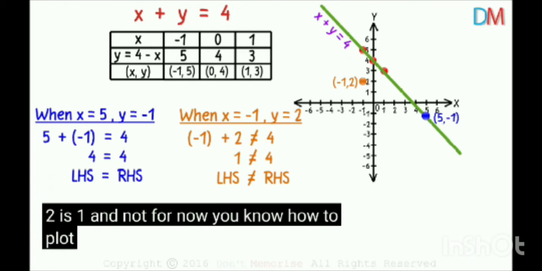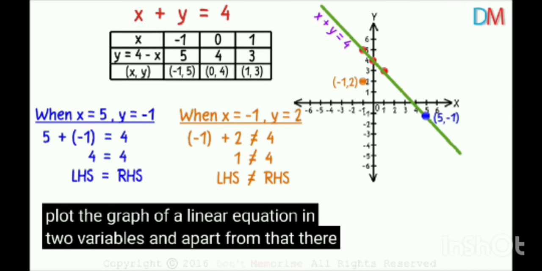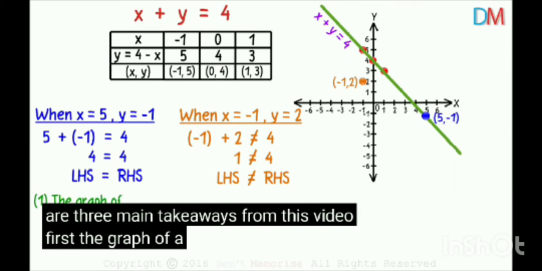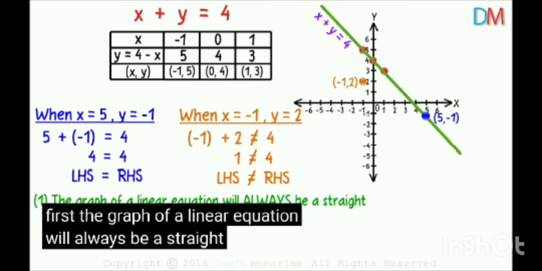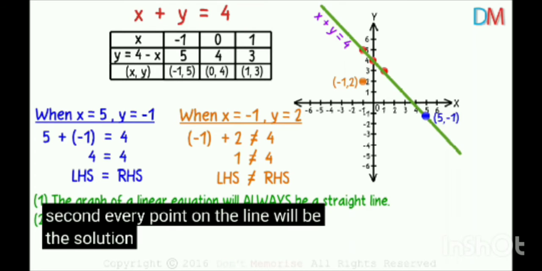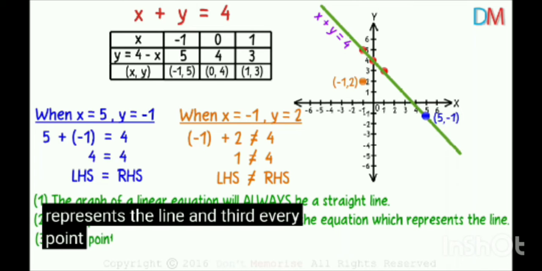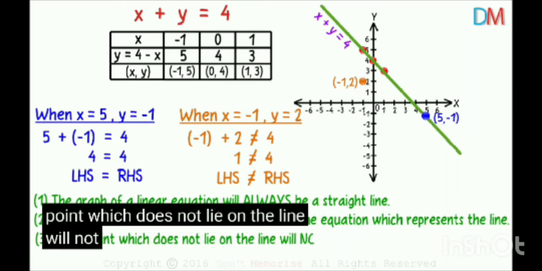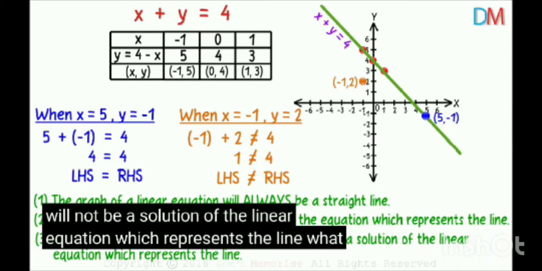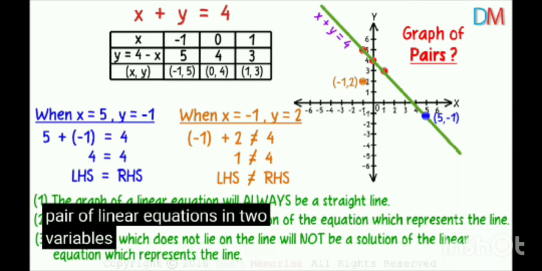Now you know how to plot the graph of a linear equation in two variables. And apart from that, there are 3 main takeaways from this video. First, the graph of a linear equation will always be a straight line. Second, every point on the line will be the solution of the equation which represents the line. And third, every point which does not lie on the line will not be a solution of the linear equation which represents the line. What happens when we plot the graphs of a pair of linear equations in two variables?